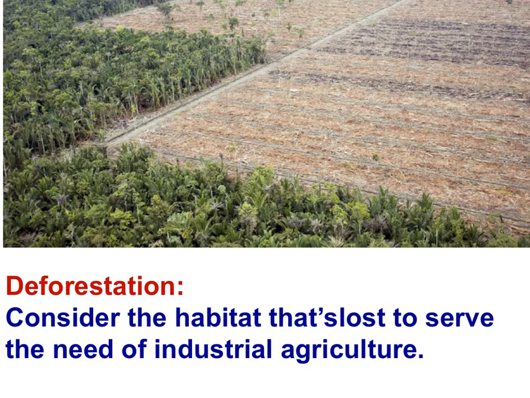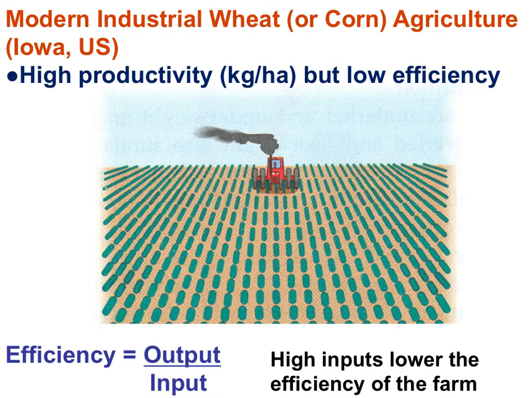First, consider the habitat that's lost to serve the need of industrial agriculture. The modern industrial farm, typical of a wheat or corn farm in Iowa, has high productivity, that's an output, but its inputs are also high, thus low efficiency. That's right, high productivity, but low efficiency. And this type of agriculture is not sustainable in the long term.